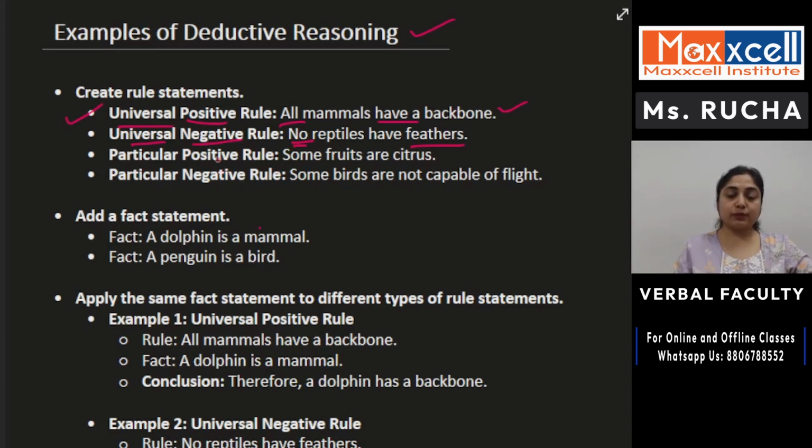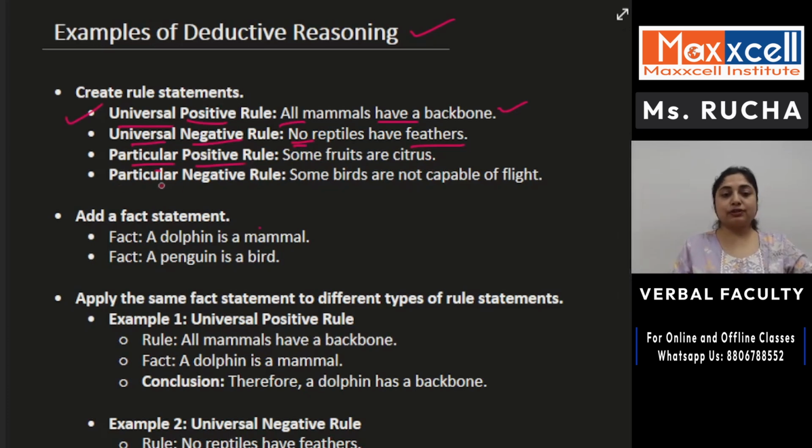Next is particular positive rule. Particular positive means when we are not including all in it, right? Now, some fruits are citrus, and some may or may not be citrus. We don't know about it. But particular means when we are talking about only some of them, right? And in a positive way, of course, we are talking that they have a certain quality or they have something.